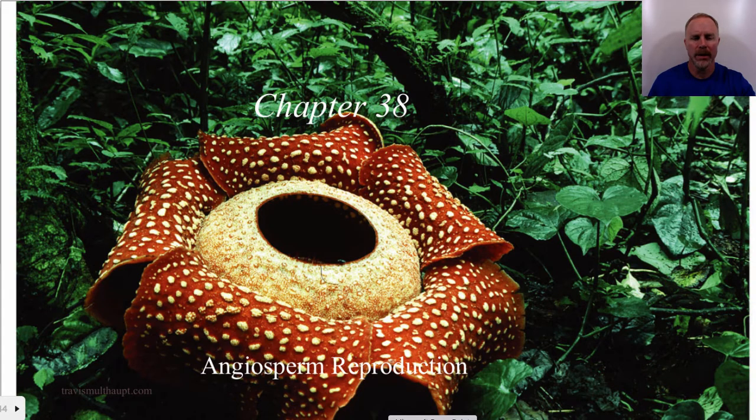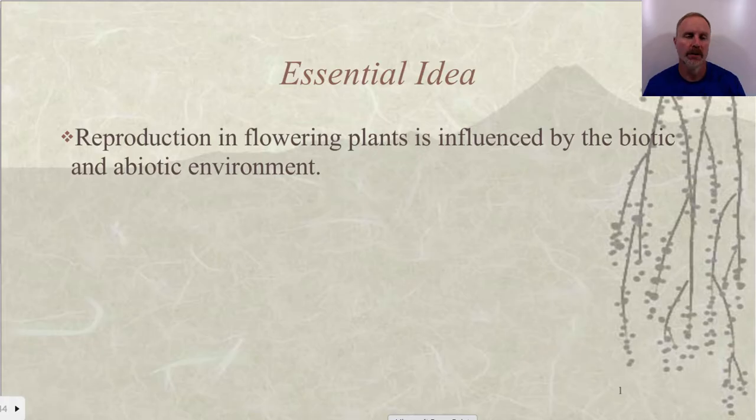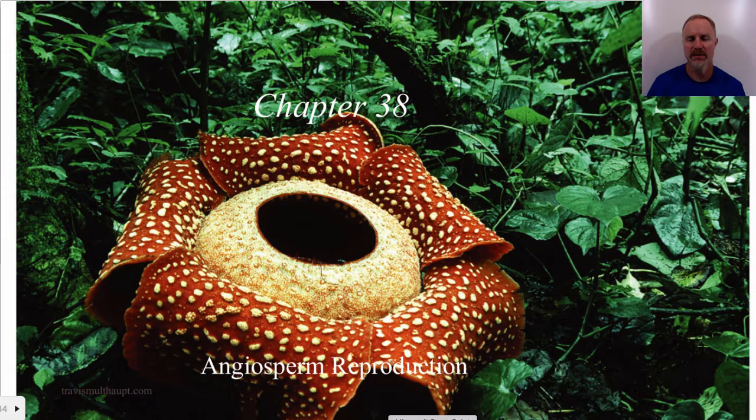All right, so chapter 38 is about angiosperm reproduction, and the main idea here is that flowering plants are influenced by both the biotic and the abiotic environment. So we're going to talk about some of the things that are involved in causing plants to flower.